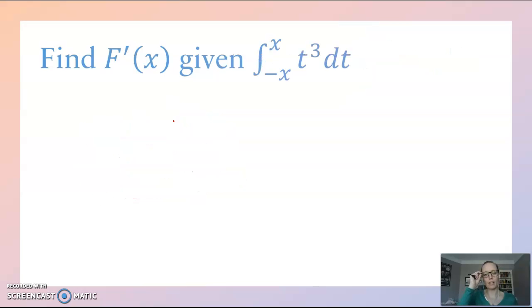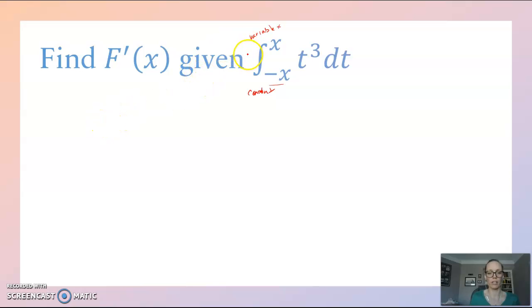Okay, let's take a look at another example that also kind of throws us for a loop. So remember what we're looking for is a constant in the lower bound and the variable x in the upper bound. Well, we can see here that we have the variable x in the upper bound, which is nice, but we do not have a constant in the lower bound. And so what we're going to do for this problem is apply what we know about properties of integrals to create two integrals that we can apply the fundamental theorem of calculus to.